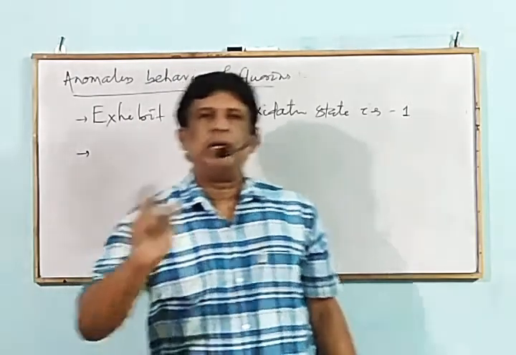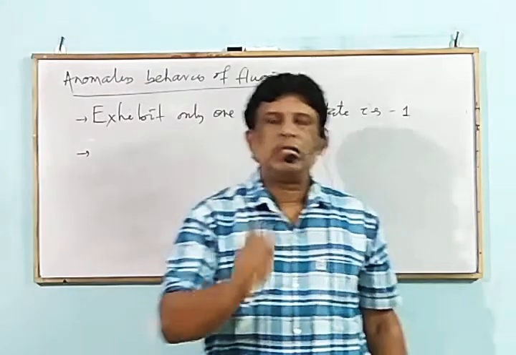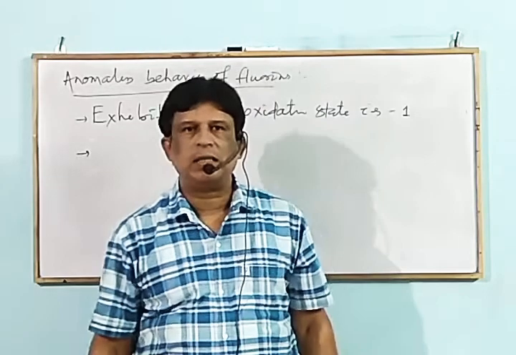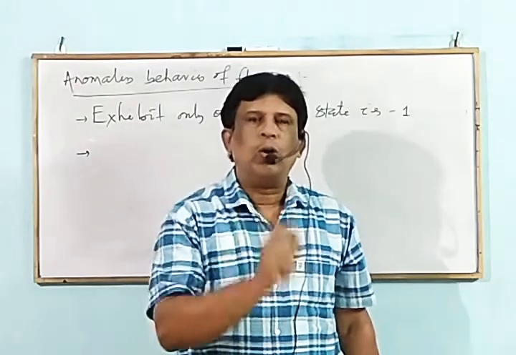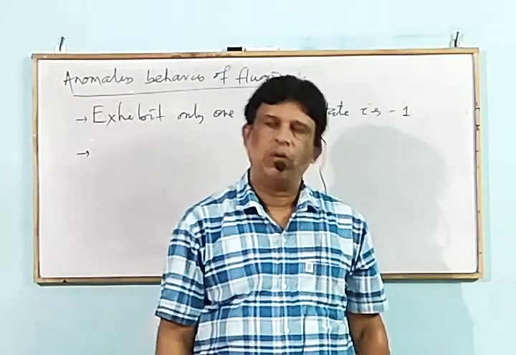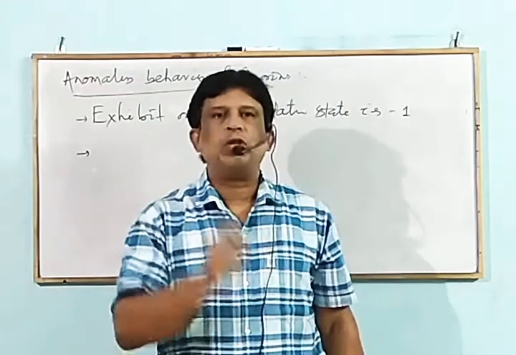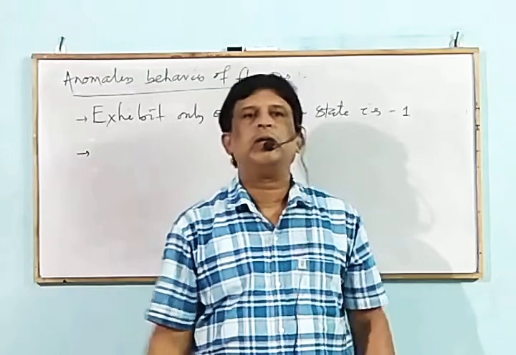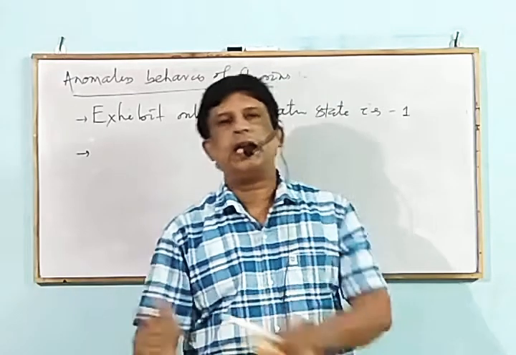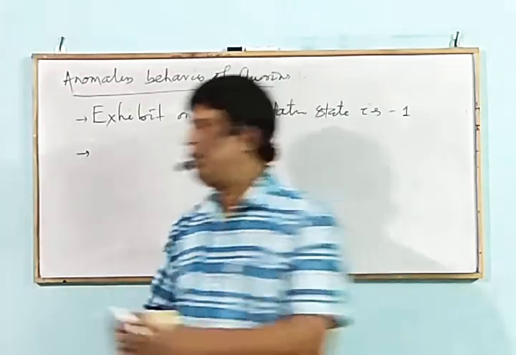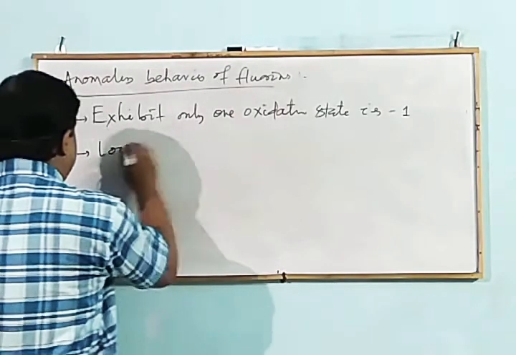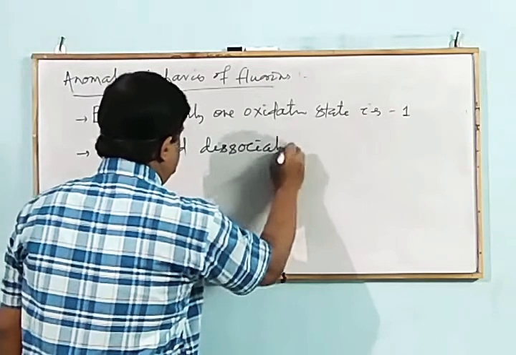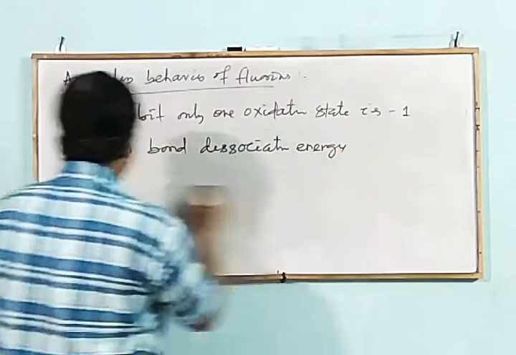Point 2, due to small atomic size and absence of a vacant d orbital, inter-electronic repulsion takes place. That's why they possess low bond dissociation energy. While in other cases, due to the presence of vacant d orbital, multiple overlapping takes place between the electrons in d orbital. Multiple bonding takes place in d orbital. So the second point is low bond dissociation energy.